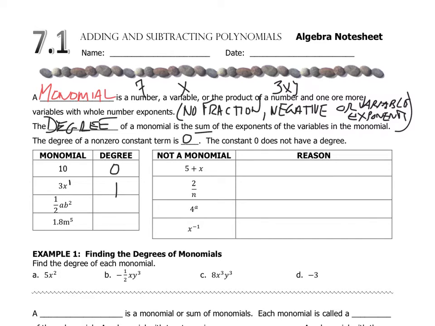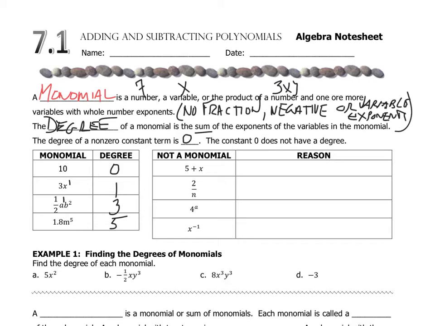On the next one, the 1/2 is a 0. The a does have a 1 in there. And then 2 on the b means that I would have a 3 for my degree. And on the last one, it's only the 5th, so that would be the degree of 5.